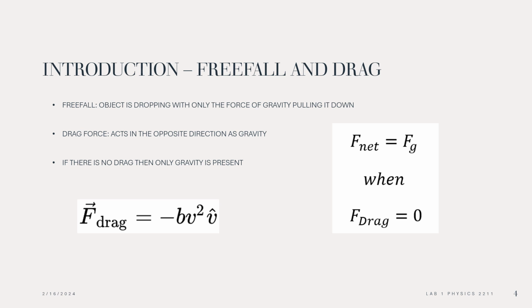It's given by that equation down there: F of drag equals the drag constant times the velocity squared times the unit vector of the velocity. And just note that if there is no drag, then only gravity is present. That's what I said when we're doing that free fall stuff.